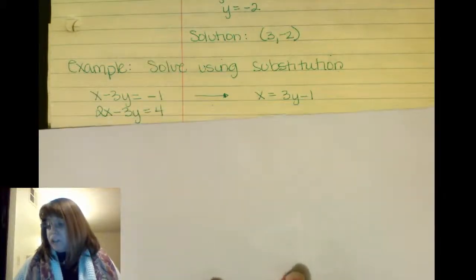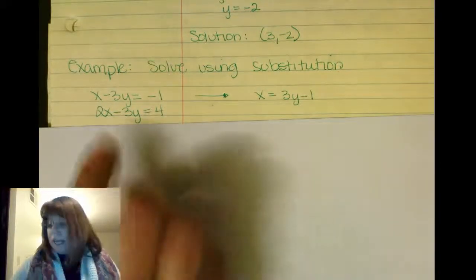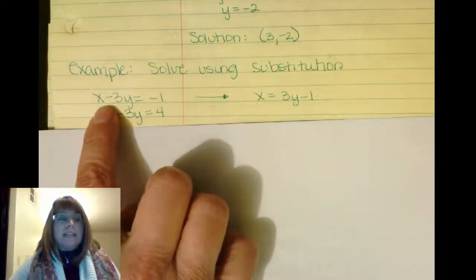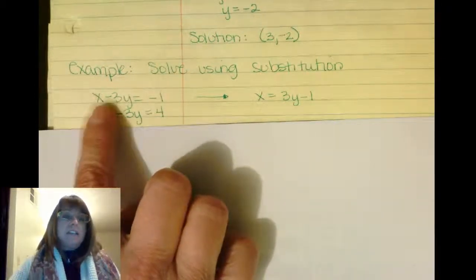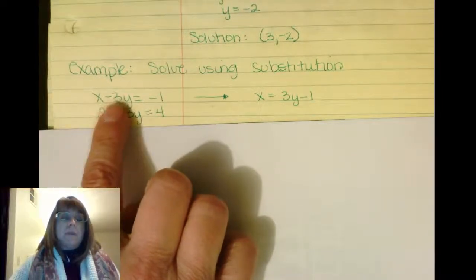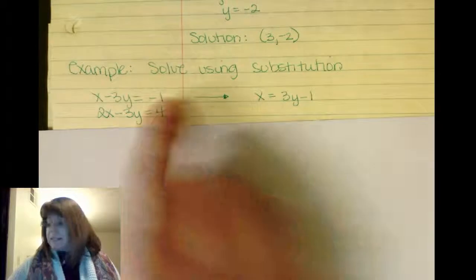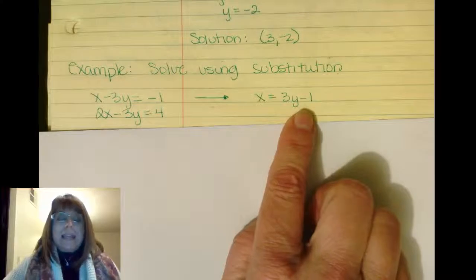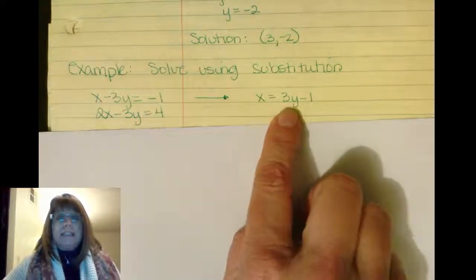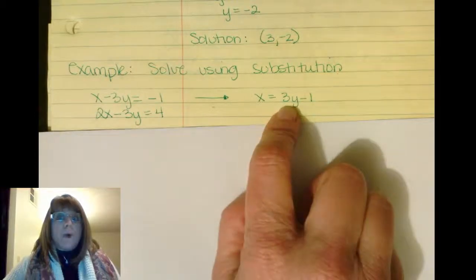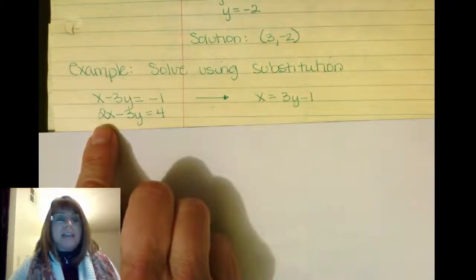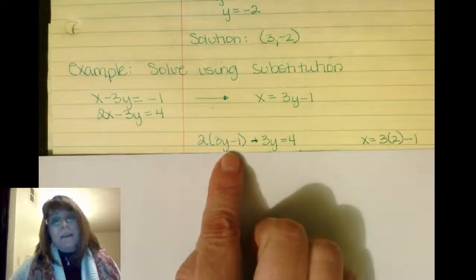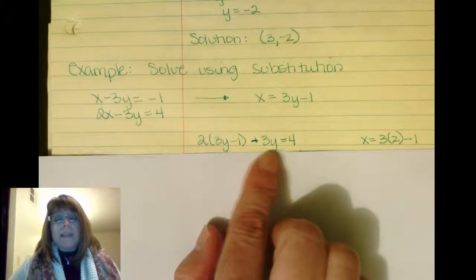For example, x minus 3y equals negative 1, and 2x minus 3y equals 4. I'm going to take my first equation and solve it for x. By doing that, I'm going to add 3y to both sides. So I now have x equals 3y minus 1. Now that I know what x equals, I can substitute the 3y minus 1 in the second equation wherever I see an x. So that gives me 2 times the quantity 3y minus 1, minus 3y equals 4.